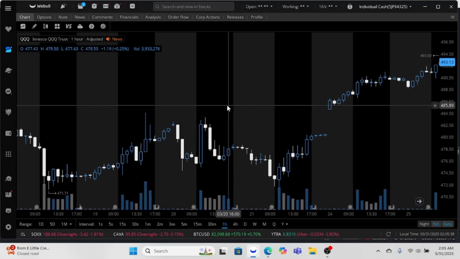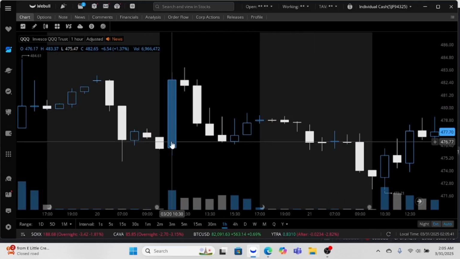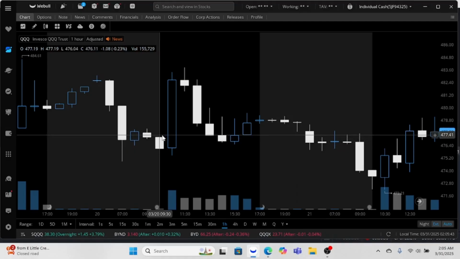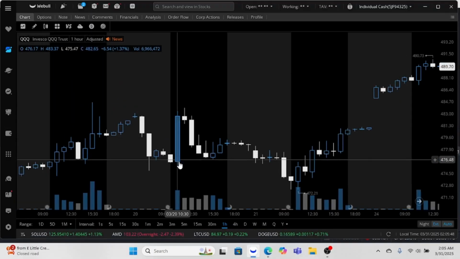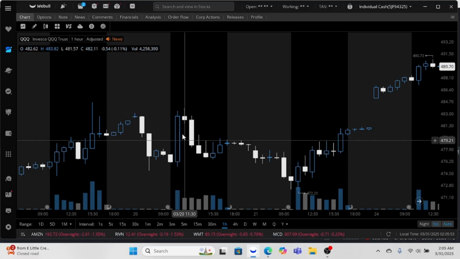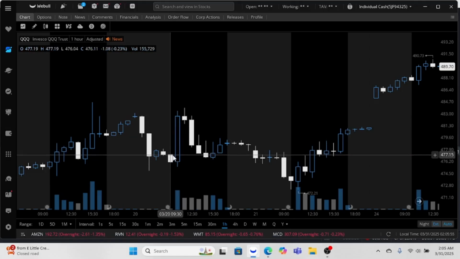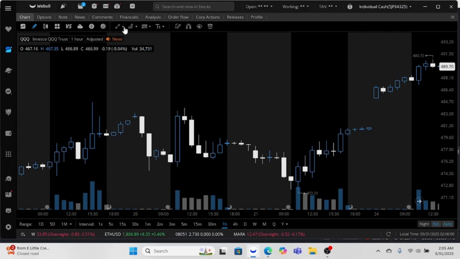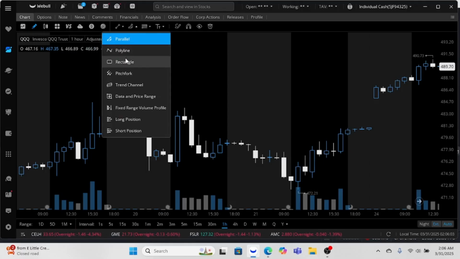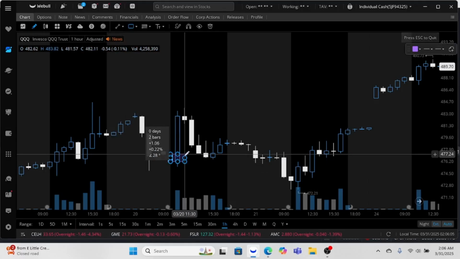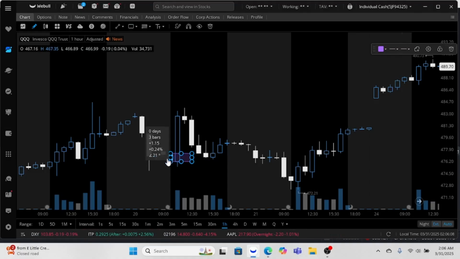Now, order blocks are where your banks and your institutions are buying. So the order block, if it's a move up, is going to be the last down close candle before that move up. So you have an order block right here. An order block right here. This candle, and we extend that over.